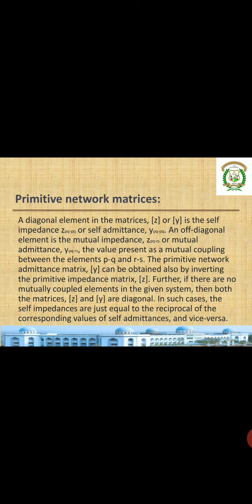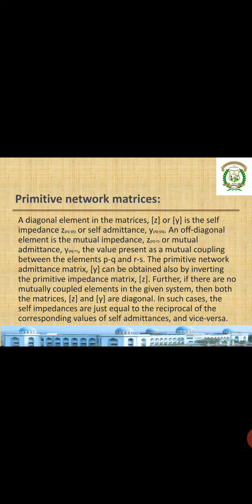Now the diagonal elements of the matrices Z or Y. Matrix Z is the primitive impedance matrix and matrix Y is the primitive admittance matrix, so a diagonal element of this matrix is a self impedance ZPQ,PQ or self admittance YPQ,PQ. Here PQ, PQ is written twice because it is called self. For example, considering element 1 2, the admittance or impedance from 1 2 to 1 2 is called self admittance, so it is shown as ZPQ,PQ.